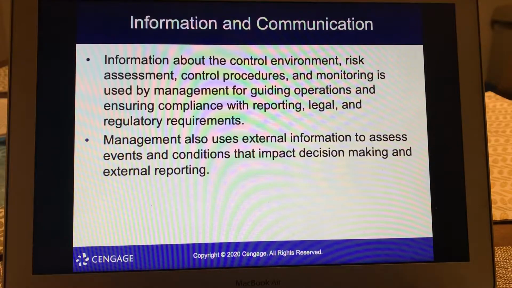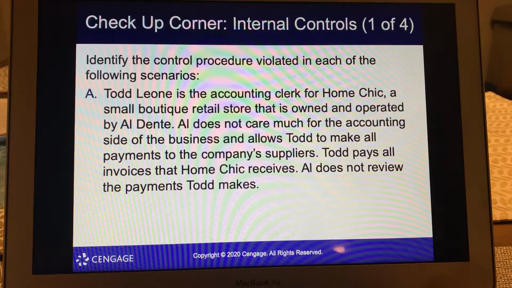Information and communication. Information about the control environment, risk assessment, control procedures, and monitoring is used by management for guiding operations and ensuring compliance with reporting, legal, and regulatory requirements. Management also uses external information to assess events and conditions that impact decision-making and external reporting.